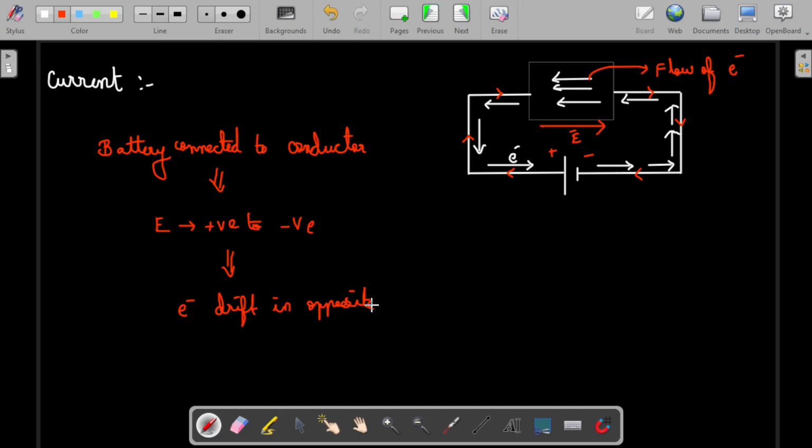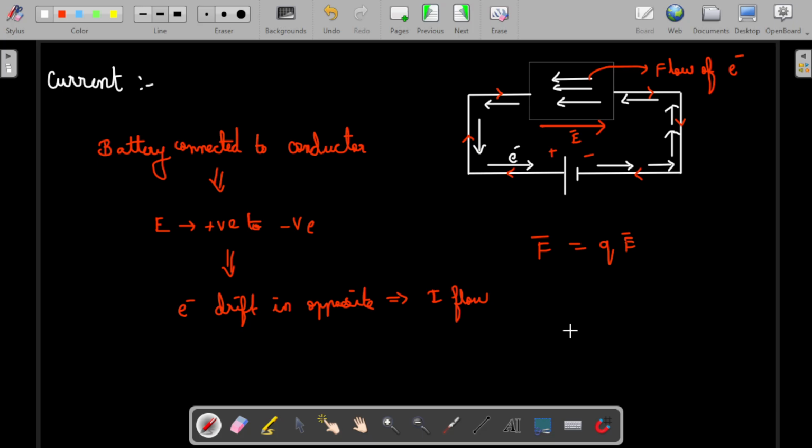So electrons move in the opposite direction, and because of that the current will flow. This is how the current flow happens. The force on a charge is calculated as F vector equals Q times E vector. In a conducting material, a large number of free electrons are present, so Q will be less than 0 and the force will be opposite to that of the electric field. This is also one of the reasons why electrons drift in the opposite direction.